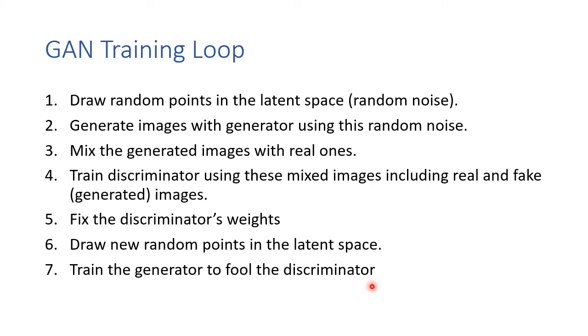And we will repeat this process until the performance of the discriminator gets worse, close to 0.5. In other words, if we successfully fool the discriminator, then the accuracy of the discriminator is close to 0.5, because it's a binary classification.